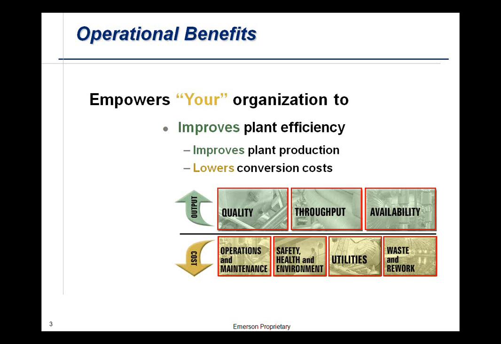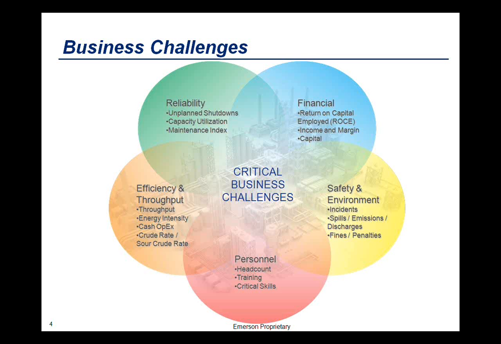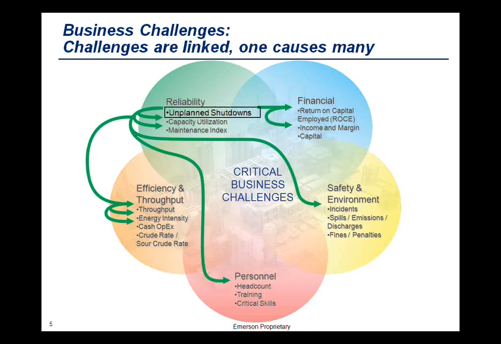What we would like to do is show you how you can improve the performance in those areas and get a good return on your investment. There are many critical business challenges today in many areas: reliability, finance, safety and the environment, efficiency and throughput, personnel, just to name a few. Today we'll just have a look at the reliability. We all know today that any one of these particular areas, the challenges are linked. One cause has a roll-on to many others.